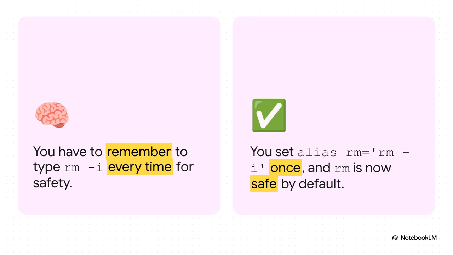And this is the perfect example. See, before, you have to rely on your memory to type rm -i every single time. But after, you just create an alias once. You tell the system, hey, from now on, whenever I type rm, what I really mean is rm -i. It's a one-time setup that basically makes your system safer by default.